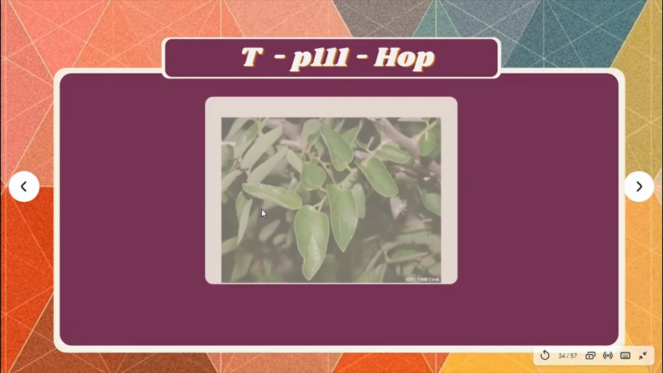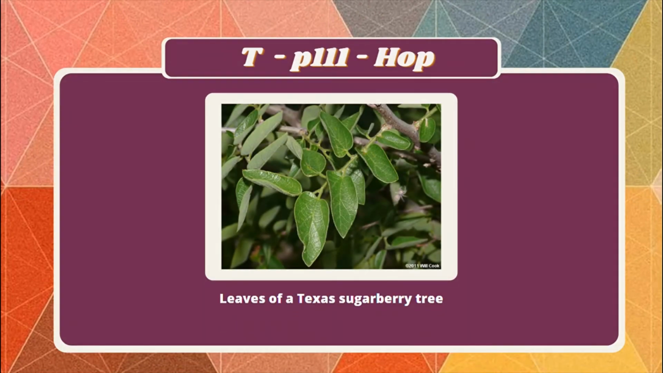Here is a real-life example, the leaves of a Texas sugar berry tree, since we can see that in the leaves here, these are alternating left and right.